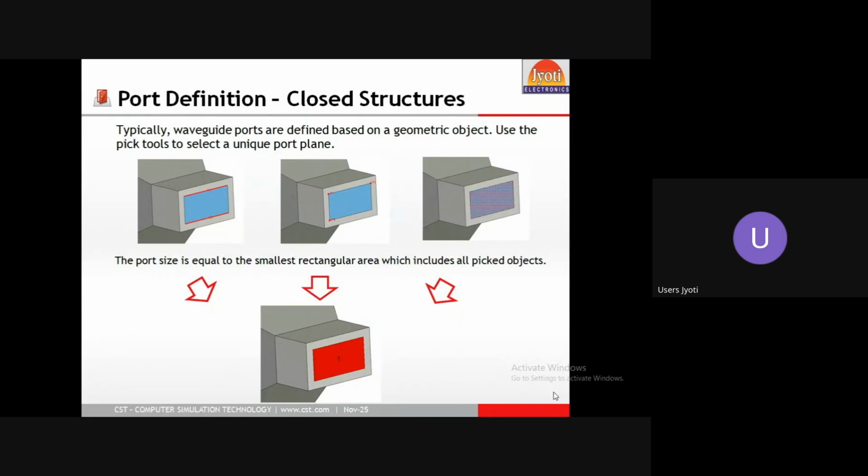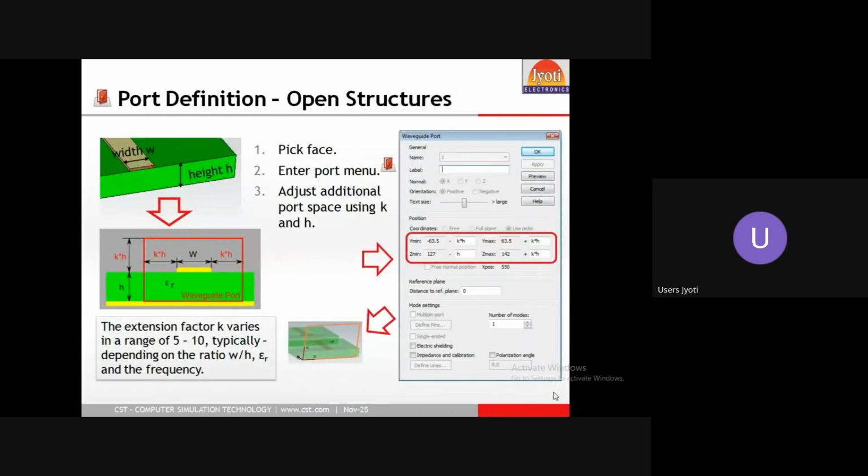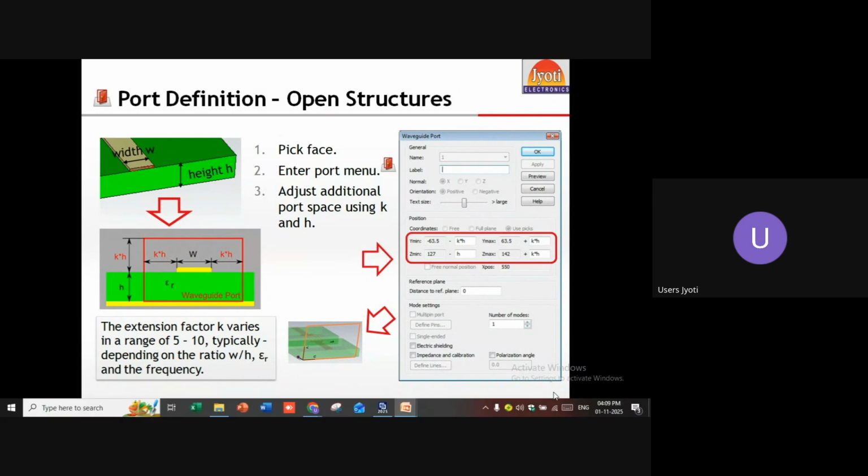So in port definition, you can generate a waveguide port using two edges or 3 points or any surfaces. Using the pick operation, you select some surfaces or edges and make a waveguide port. So the waveguide port you can generate using this operation. Also, for generating a waveguide port, we have different options.